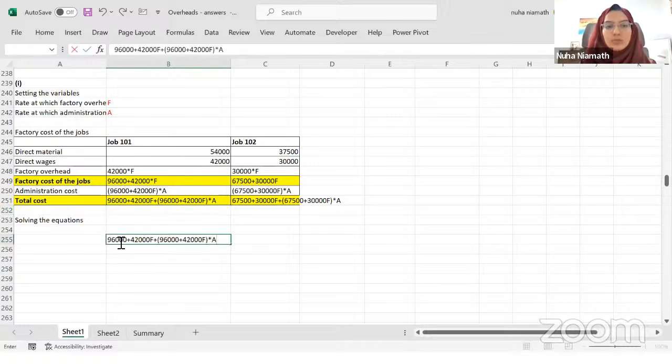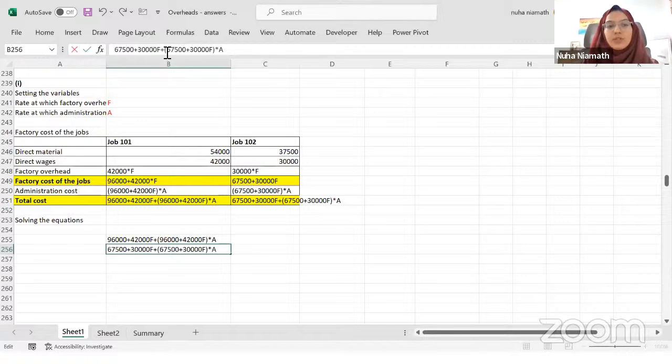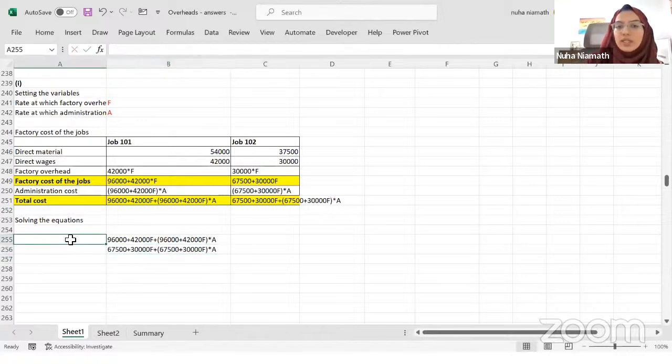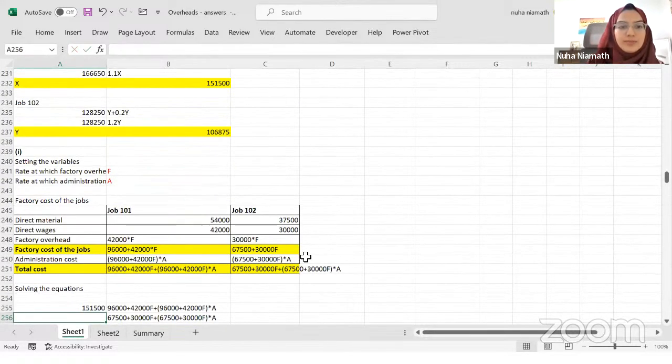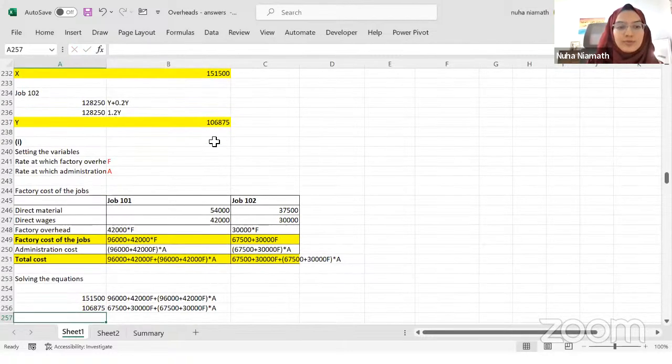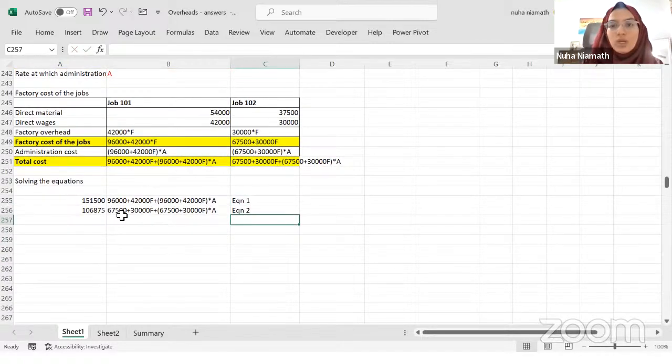So let's put these equations here. And we have already found that job 101's total cost is 151,500 and job 102's is 106,875. So this will be my equation 1 and this will be my equation 2. So now it is just mathematics, open the brackets and try to solve it.